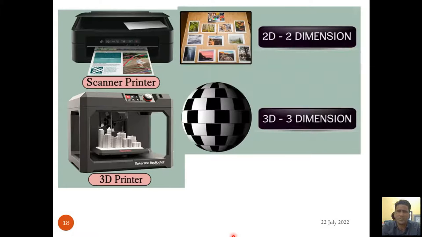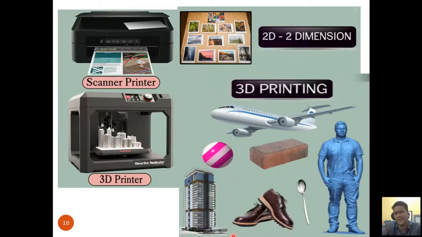We know two-dimensional and three-dimensional, but we can print anything. We can print human structures, bricks, shoes, buildings, an entire building, anything, a plane, whatever you want. That means toy industries use it more. Nowadays 3D printers are more utilized for the toy industry and raw material design. But there are two types of process. The first step is making the prototype, and the second step is making the actual product. So it requires big-size printers.